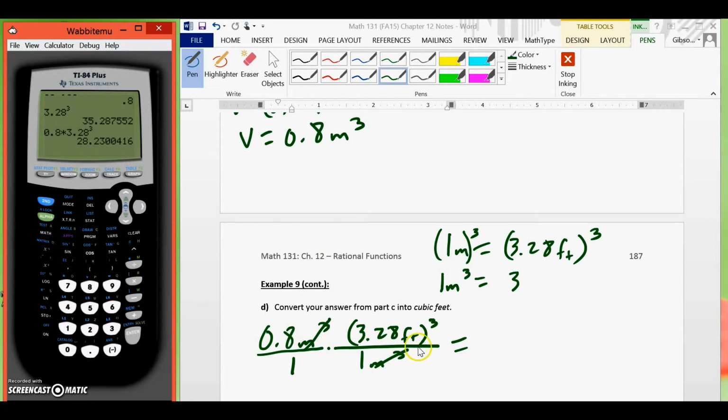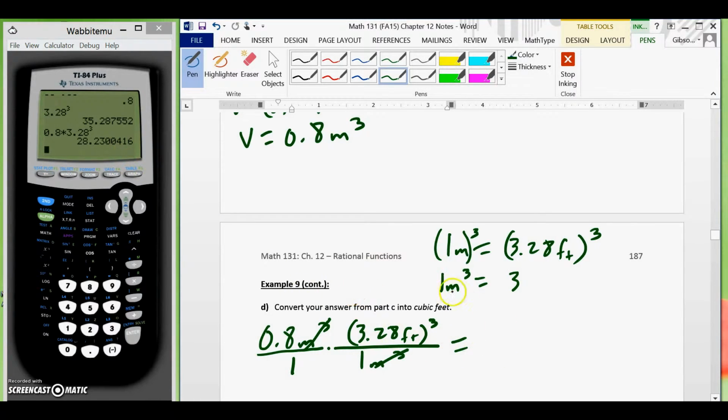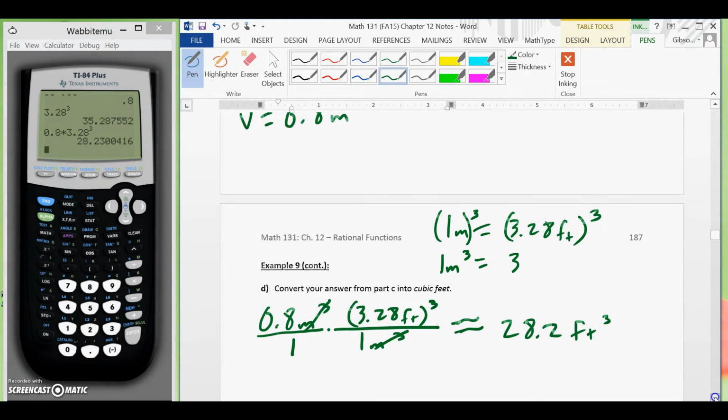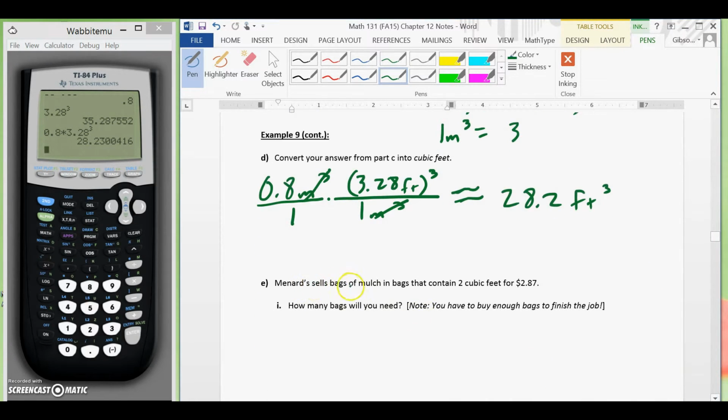That would give us 28.23, and all these numbers behind the decimal. We'll round this to 1 decimal place. So it'll be approximately 28.2 cubic feet. Now it says Menard sells bags of mulch that contain 2 cubic feet for $2.87. How many bags will you need?